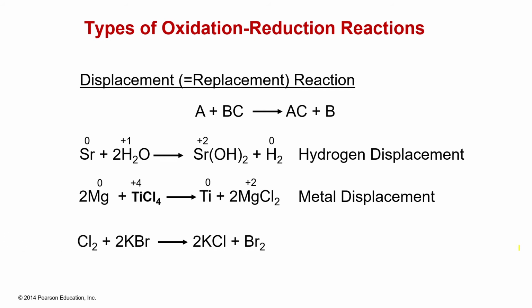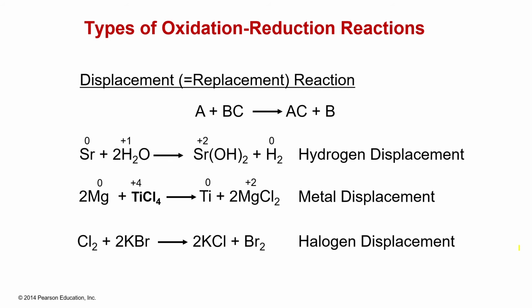It doesn't have to be metals. Here we have a reaction between chlorine and potassium bromide. And as you can see, the chlorine essentially kicked the bromine off of that compound while itself becoming a chloride ion. We call this a halogen displacement reaction.